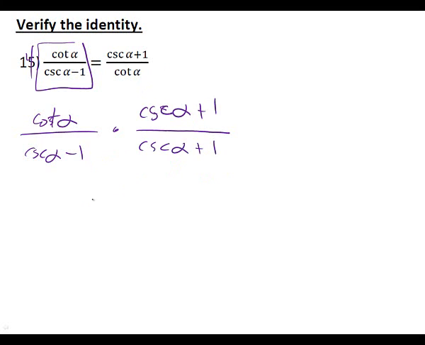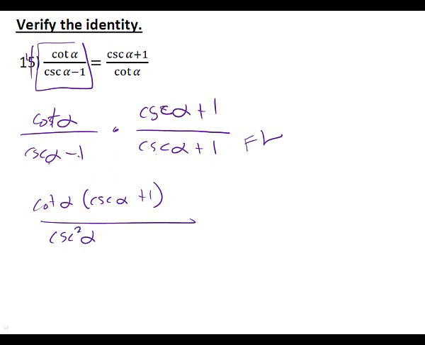Cosecant alpha plus 1. In the numerator, I'm going to choose not to distribute. Cosecant alpha plus 1. In the denominator, I'm going to FOIL, but what am I really going to do in the denominator? Do I need to do all of FOIL? First and last only, right? So it's cosecant times cosecant, cosecant squared alpha. What's negative 1 times positive 1? Negative 1.